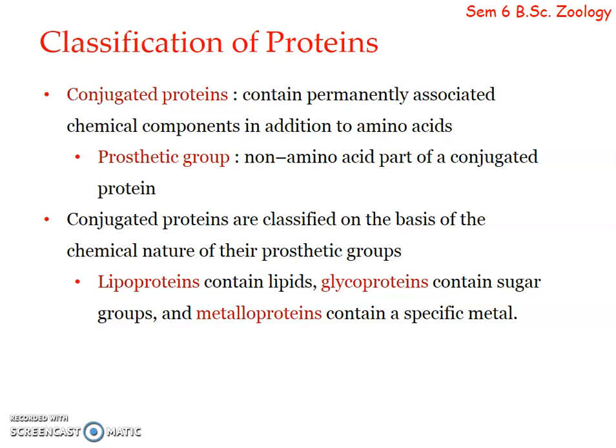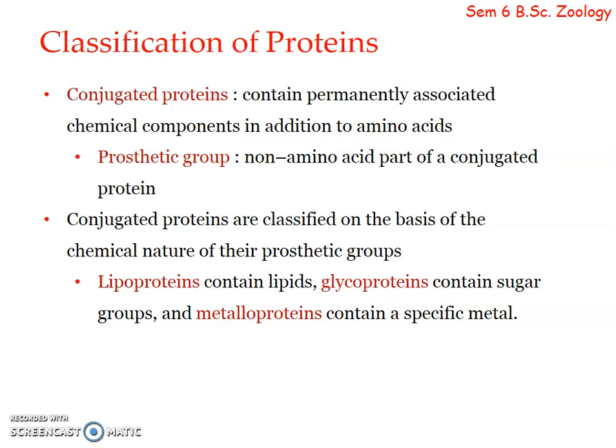Then we have the metalloproteins. As already mentioned, they contain metals in ionic form, metal ions like iron, copper, cobalt, zinc, magnesium, etc. Zinc is a prosthetic group in carbonic anhydrase, the enzyme which is involved in respiration. Zinc is the metal ion present as a prosthetic group. So these are the different conjugated proteins.